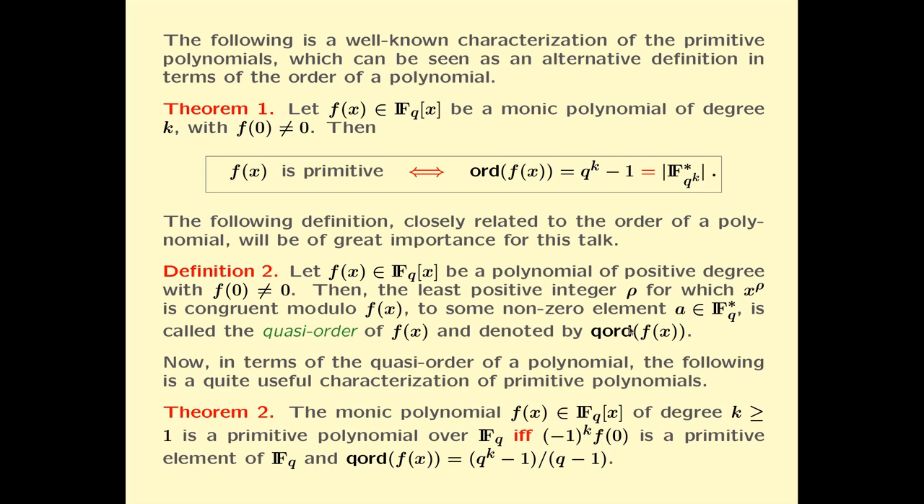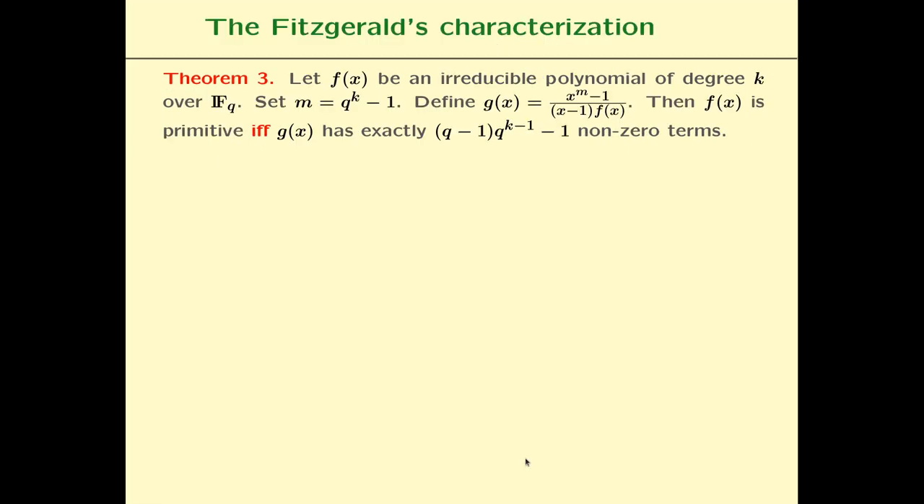Now, in terms of the quasi-order of a polynomial, the following is a quite useful characterization of primitive polynomials. Theorem 2. The monic polynomial f(x) of degree k greater than or equal to 1 is a primitive polynomial over the finite field F_q if and only if (-1)^k f(0) is a primitive element in the finite field F_q and its quasi-order is equal to (q^k - 1)/(q - 1).